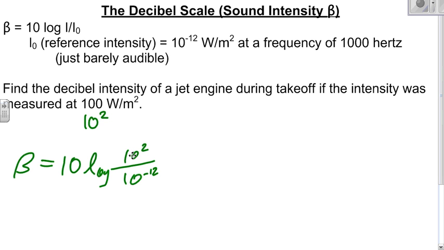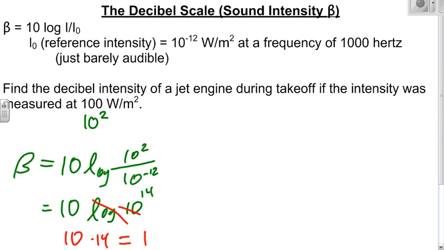Now you can simplify this. 10 squared over 10 to the negative 12 is just 10 to the 14, because you would subtract 2 minus negative 12. And then the log and the 10 cancel out, so this is really just 10 times 14, which is 140. So a jet engine during takeoff is 140 decibels.